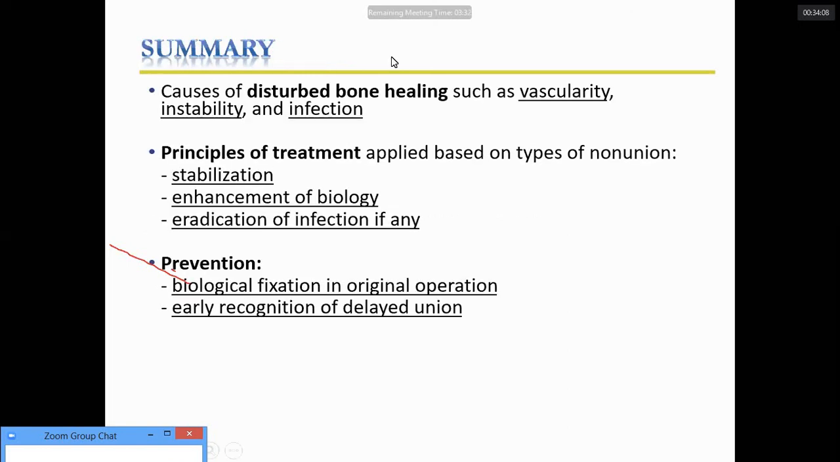Okay, to summarize, the causes of disturbed bone healing could be abnormal vascularity, instability after fracture treatment or infection. Your principles of treatment will be to stabilize the fracture, to enhance the biology, and to treat the infection if present. Prevention: biological fixation in the original operation, and early recognition of delayed union and intervening in time.